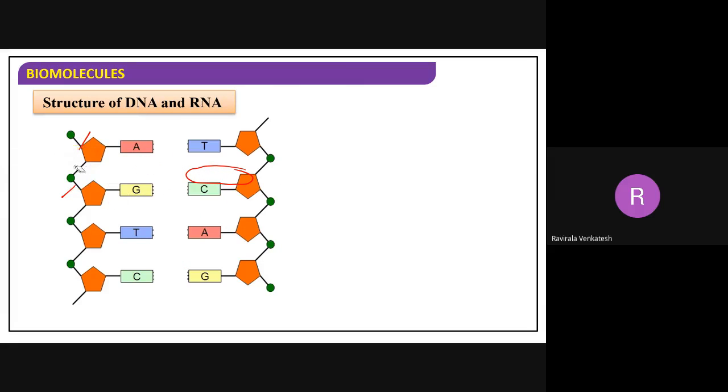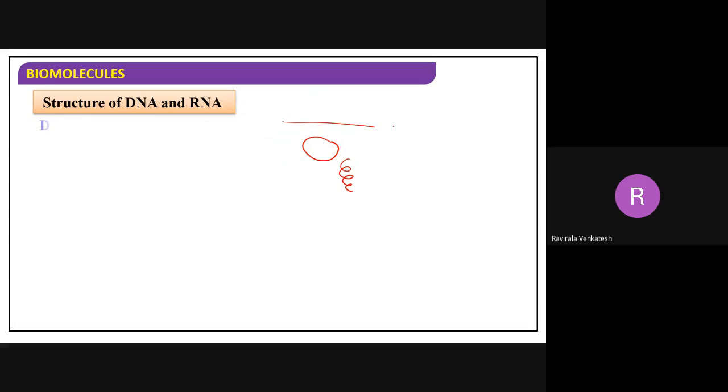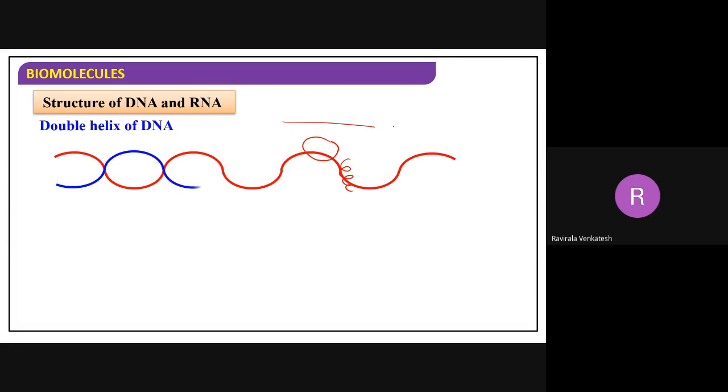Now, how are they joined with each other? A, adenine, thymine. All these are the bases we have taken here. Structure of the DNA and RNA. They are joined like this. Now, why does the DNA appear as a helix structure? Because of coiling like this. That is because of what? Hydrogen bonding here. Double helix structure, DNA and RNA.